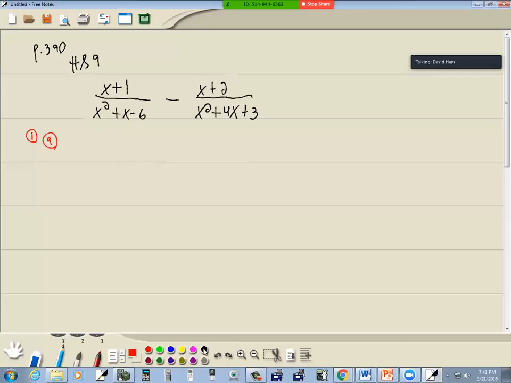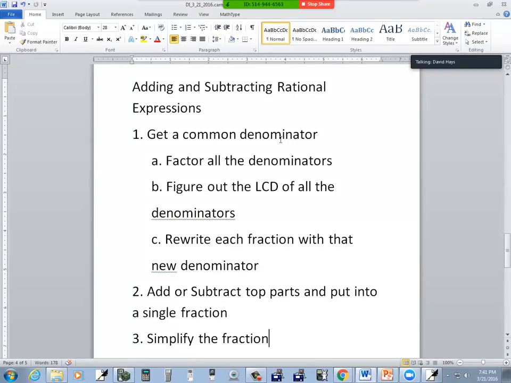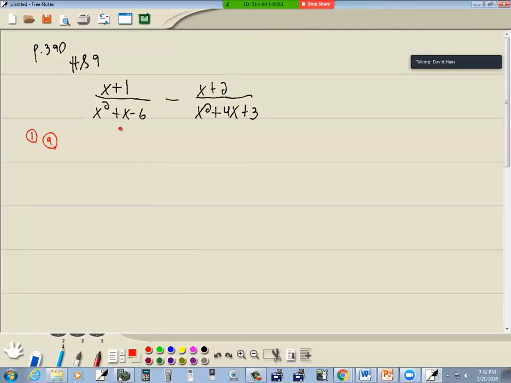Step 1. Get a common denominator. And first sub-step is factor all the denominators. Well, this is PSD, and this one's PSD. So we got x plus 1 over x plus 3 times x minus 2, minus x plus 2 over x plus 1 times x plus 3.